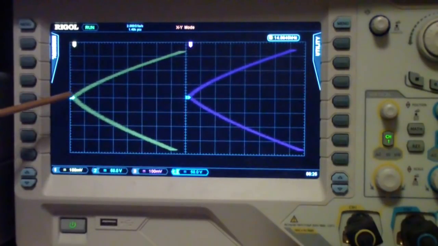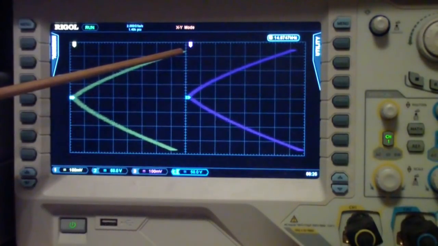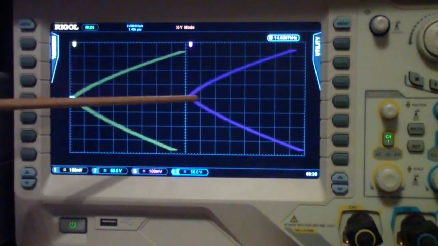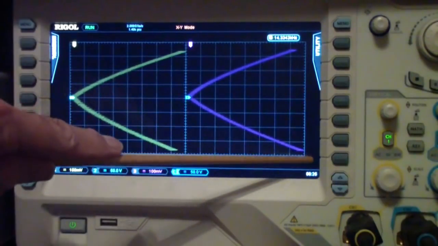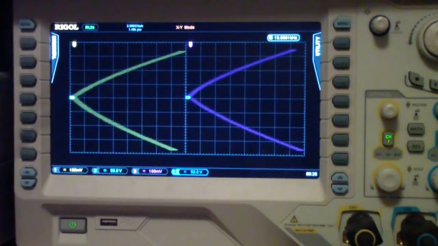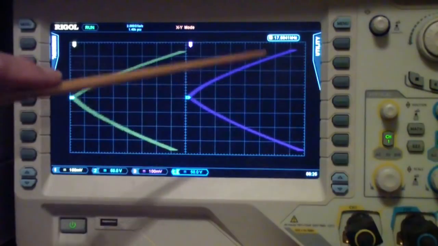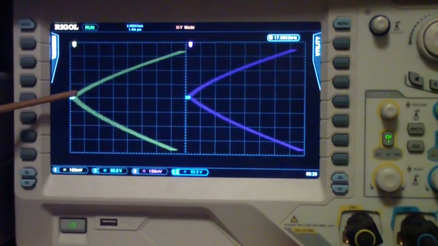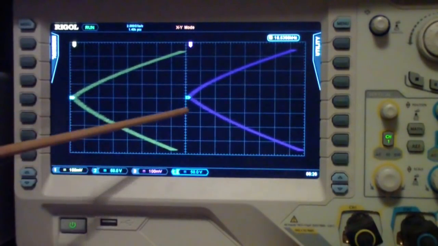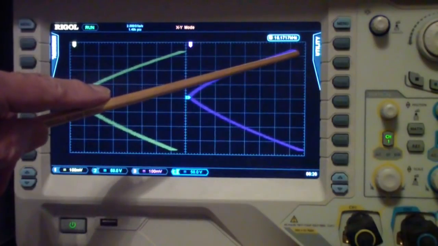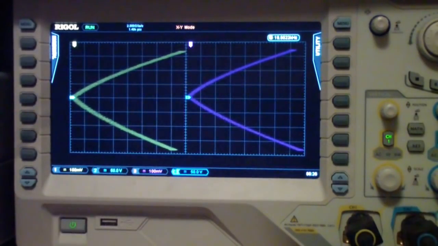What's actually happening here is, this is the characteristic of one tube, and this is the characteristic of that same tube. And I'll explain why they're showing twice. This is the characteristic of the second tube, and this is also the characteristic of the second tube.